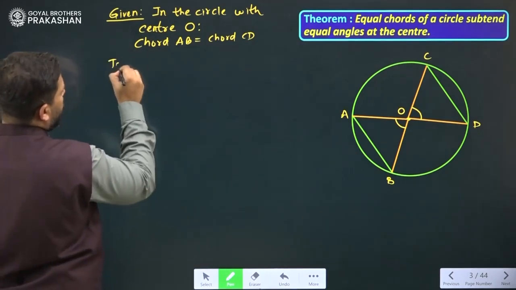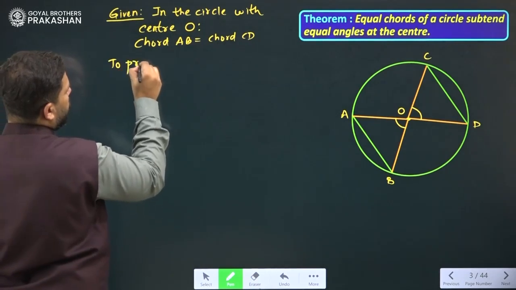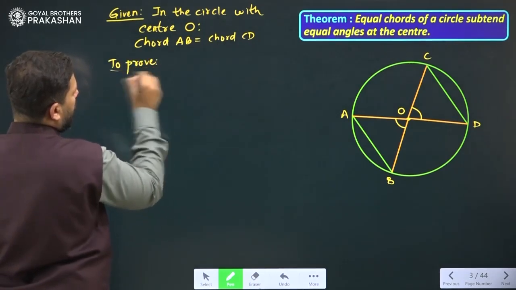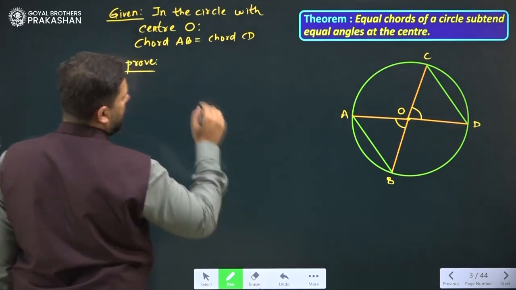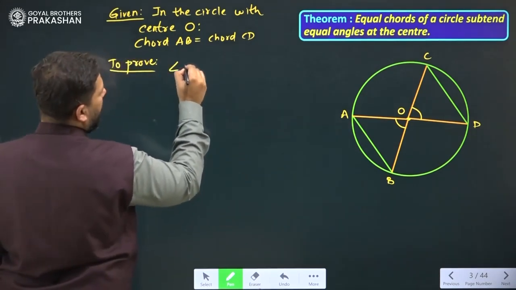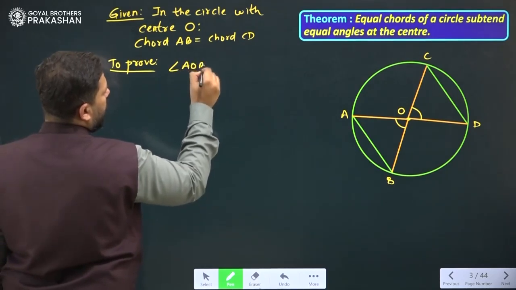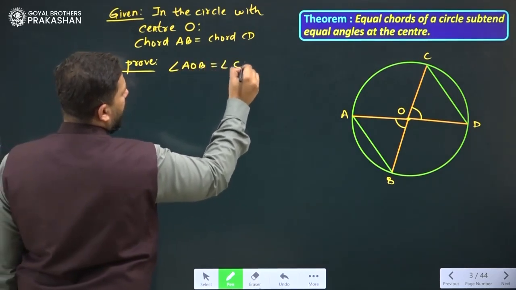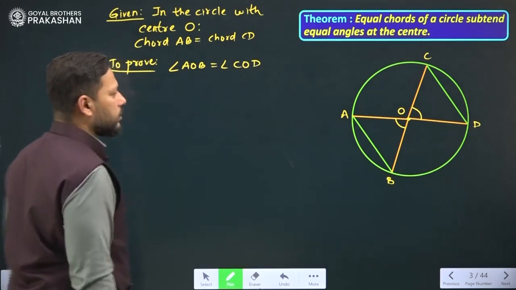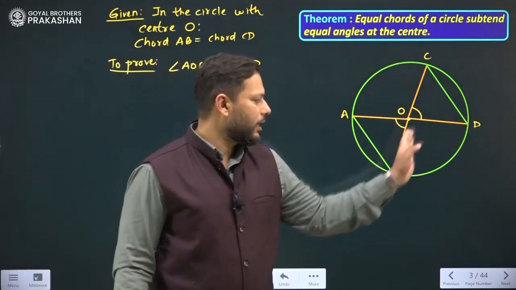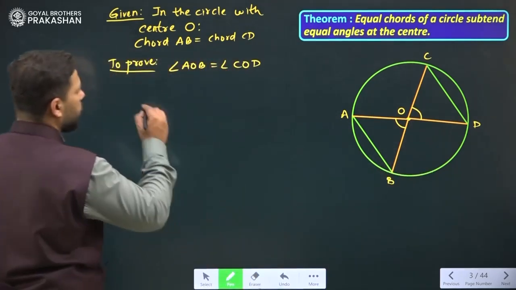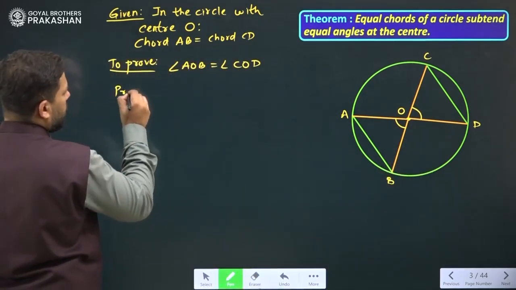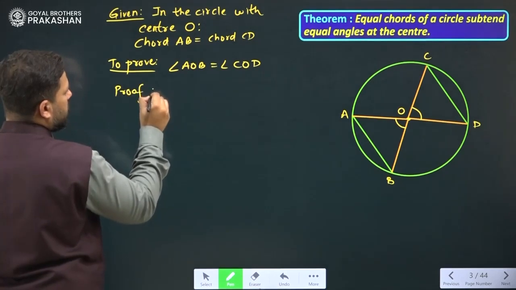What do we need to prove? So, to prove that the angles are equal at the center. So, we need to prove angle AOB is equal to angle COD. This is what needs to be proved, that angle AOB is equal to angle COD. That is what we need to prove. So let us prove this statement.